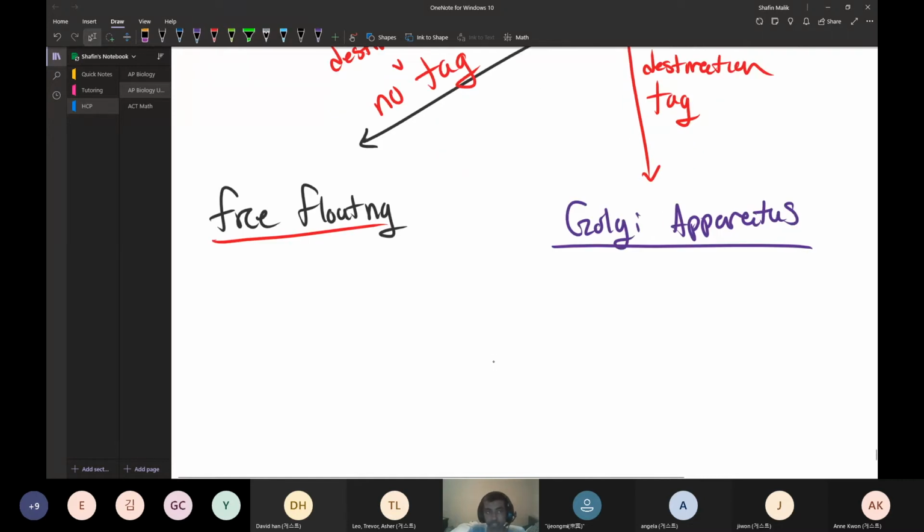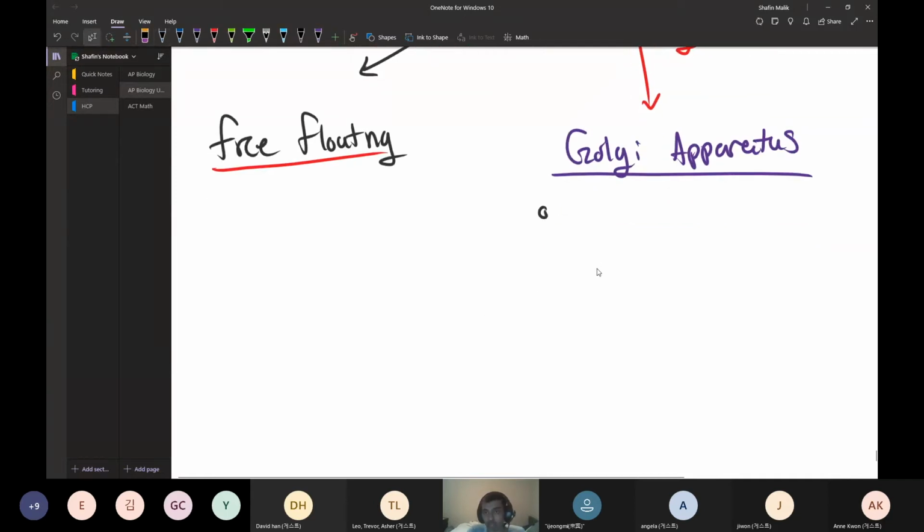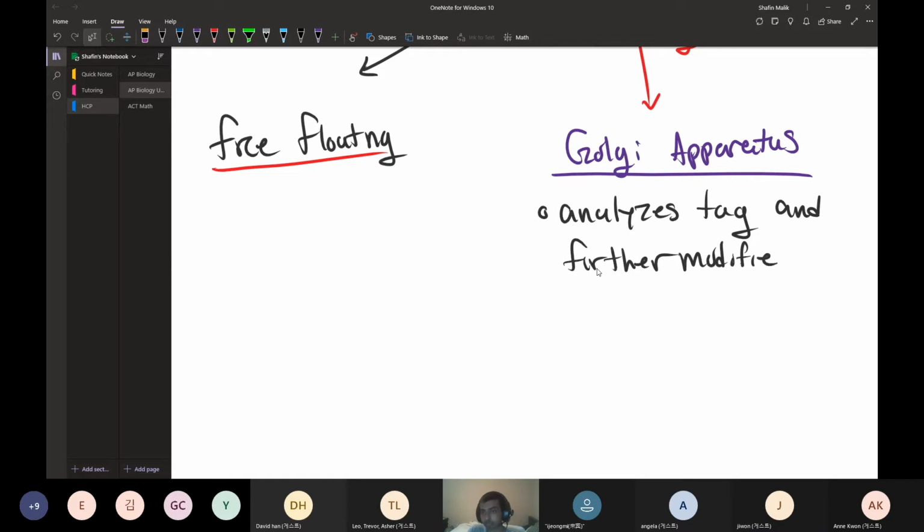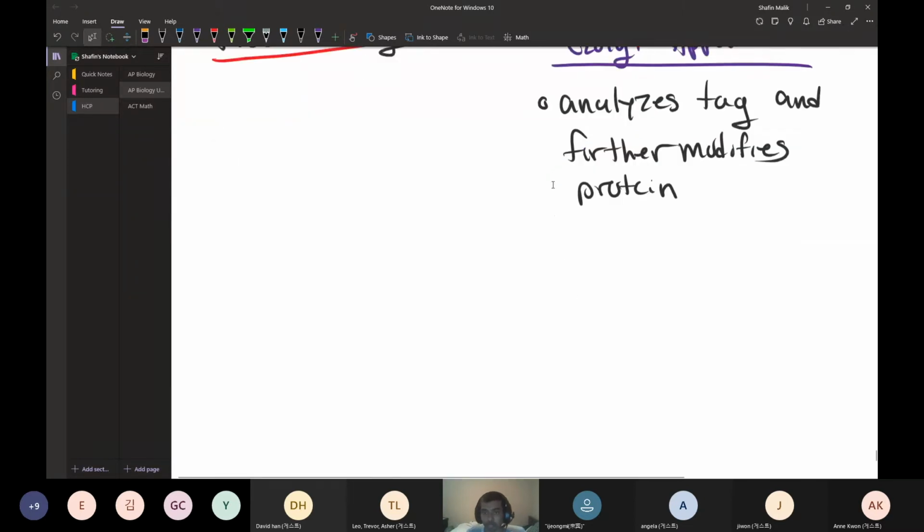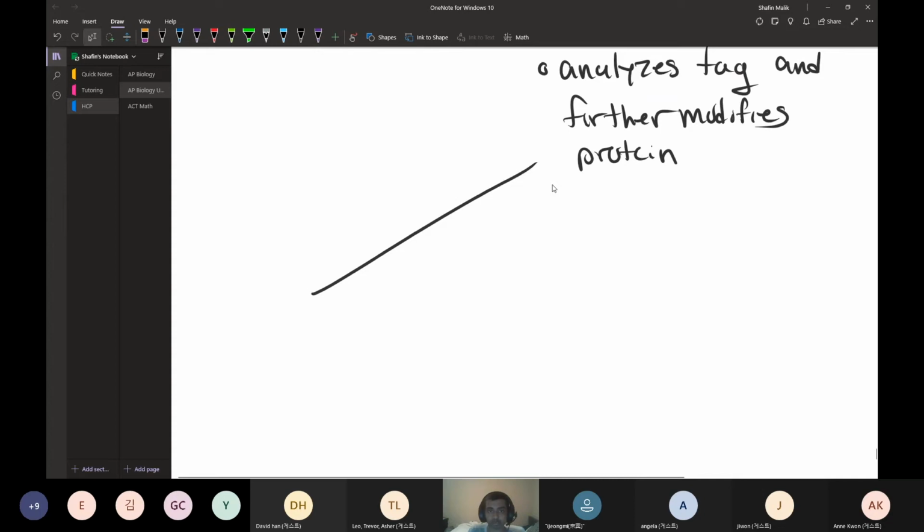So depending on the specific type of tag that is added there, the Golgi apparatus will analyze this tag and further modify the protein. And then from there, it can go to the nucleus. This has a nuclear tag.